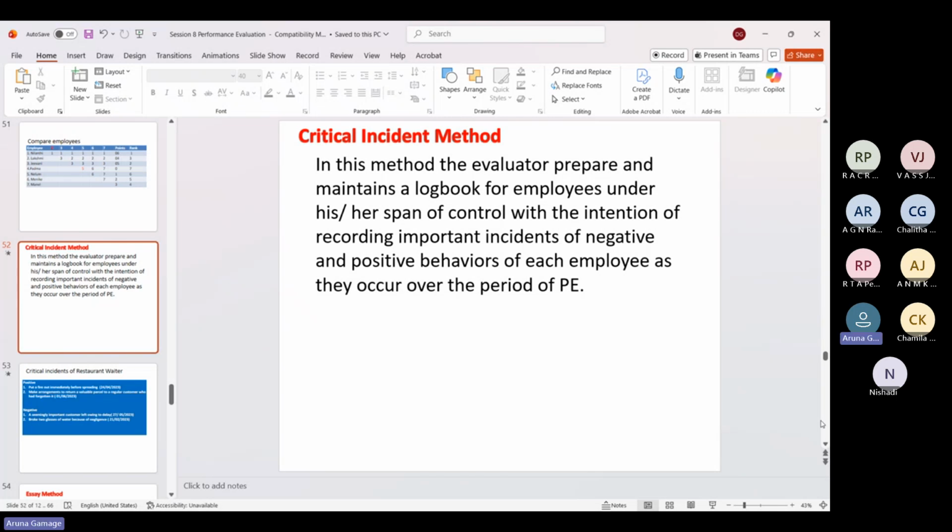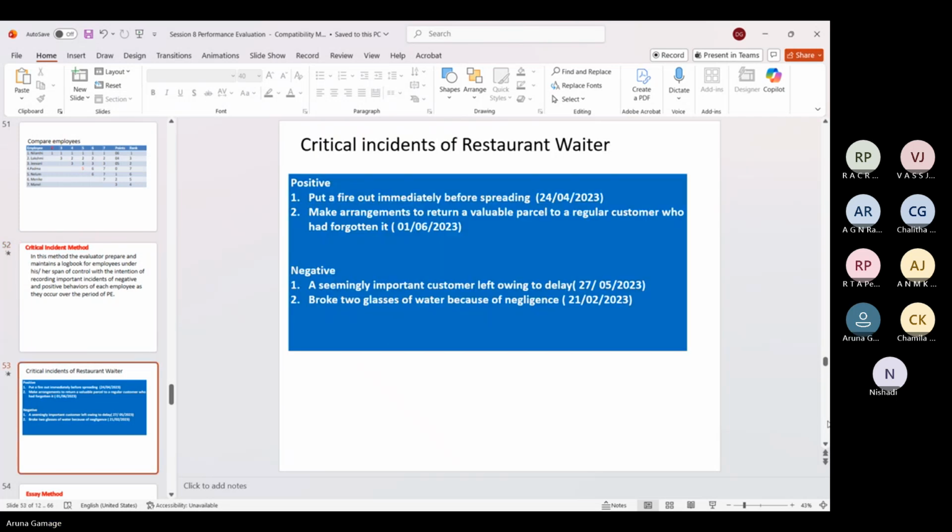For example, a restaurant manager is supposed to evaluate the performance of their subordinate waiters. So one of the waiters put out a fire immediately before it spread, on 24th April 2023.